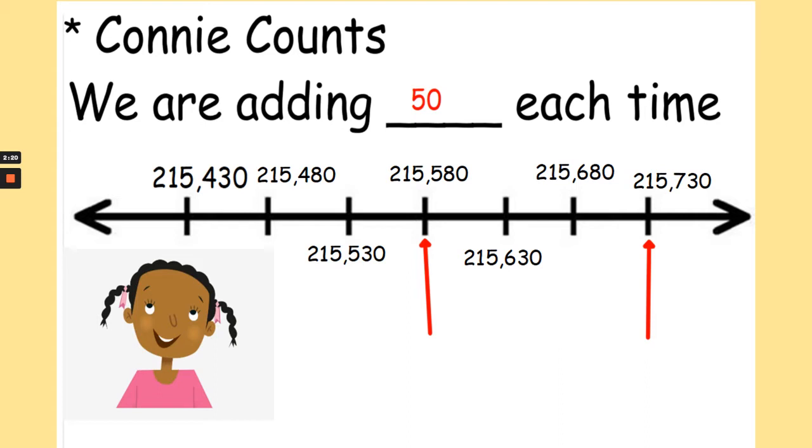I think I can see one. And the two numbers we wanted, the two red arrows, the numbers we were focusing on was 215,580 and 215,730. So going up in 50s.